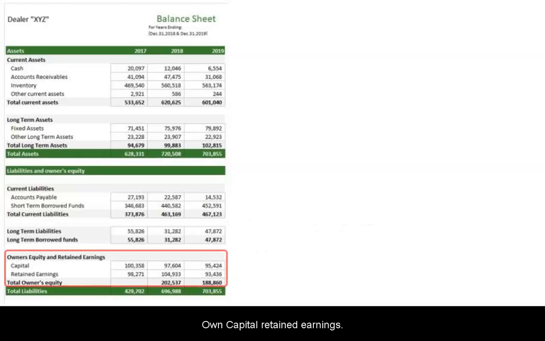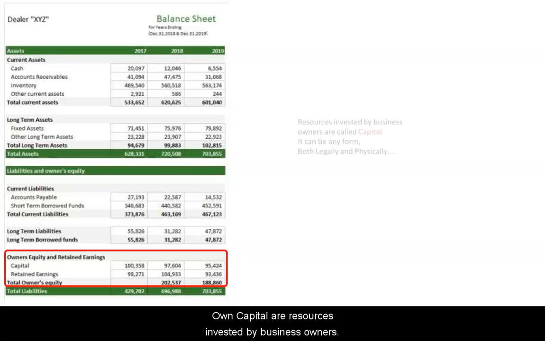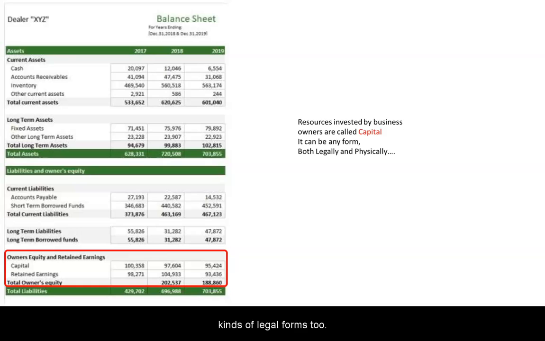Own capital and retained earnings. Capital is resources invested by business owners. Capital can take many physical forms, from cash to physical objects. Capital may take various kinds of legal forms too.